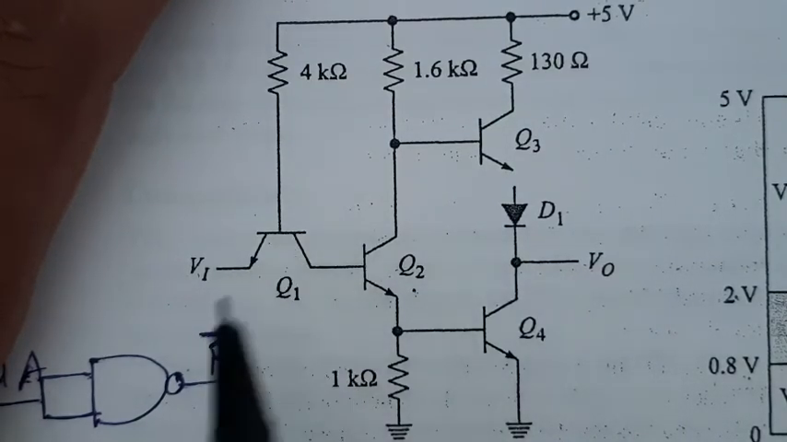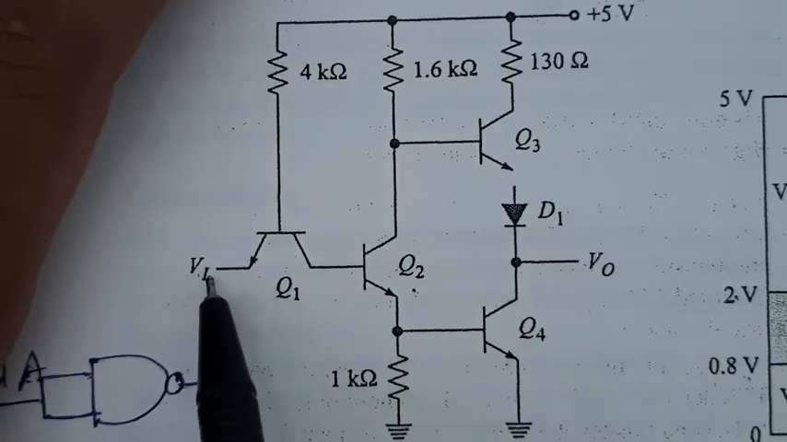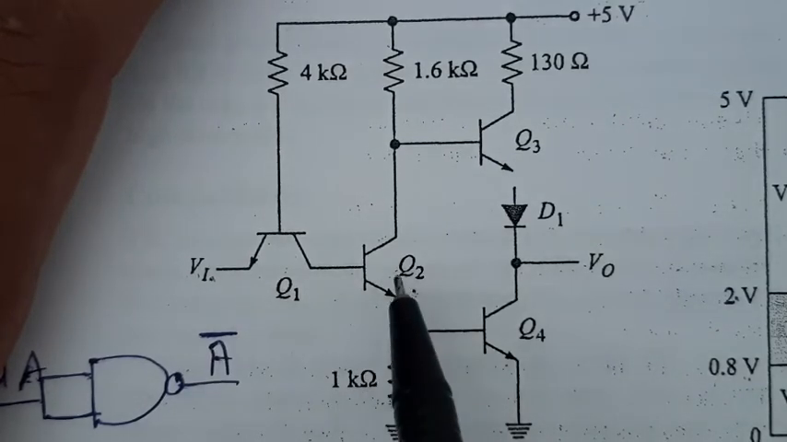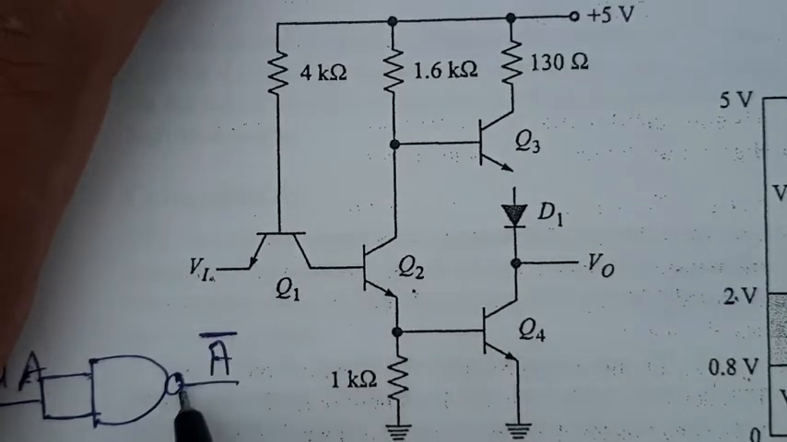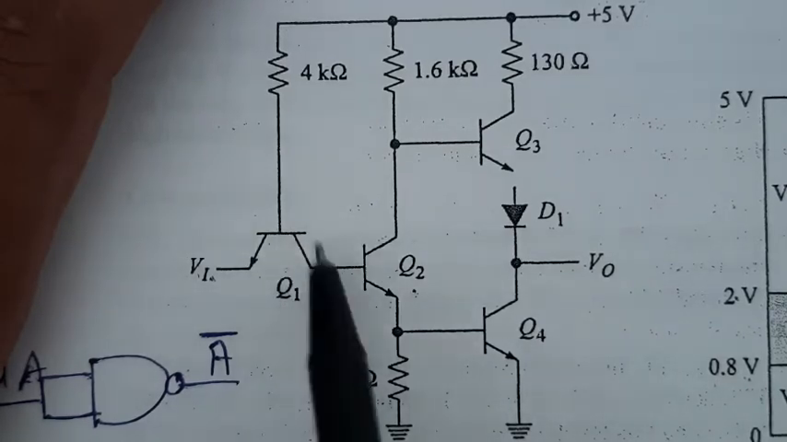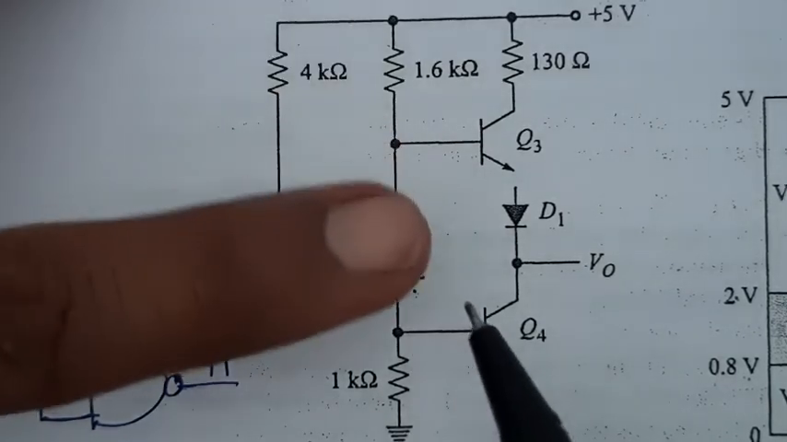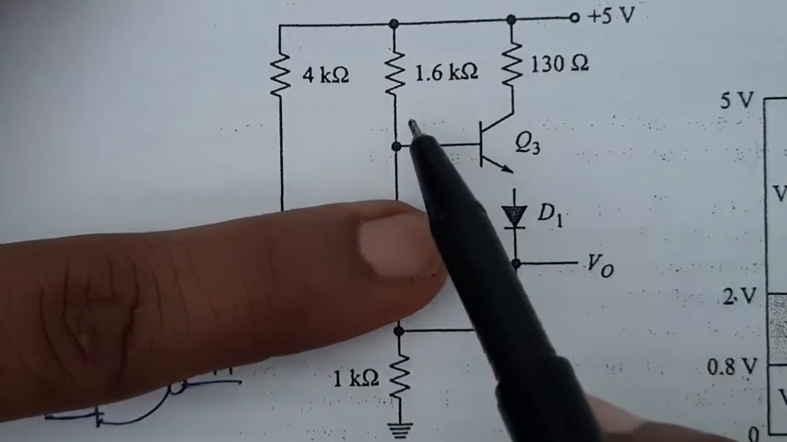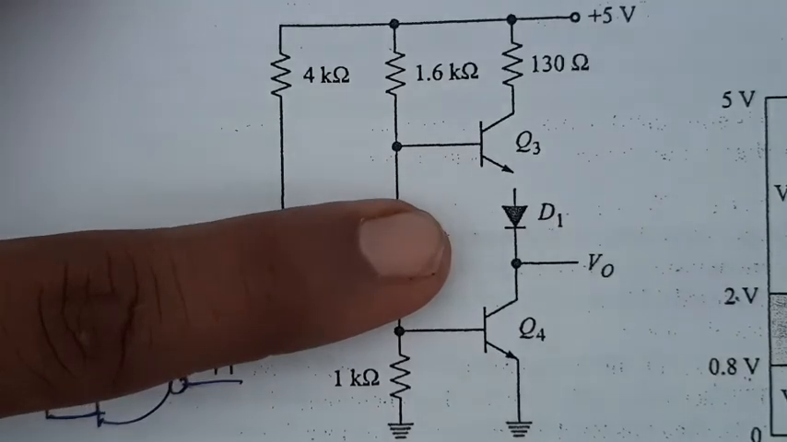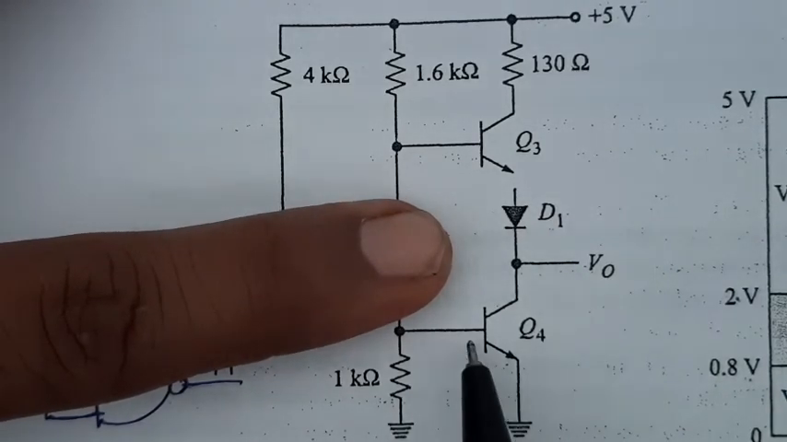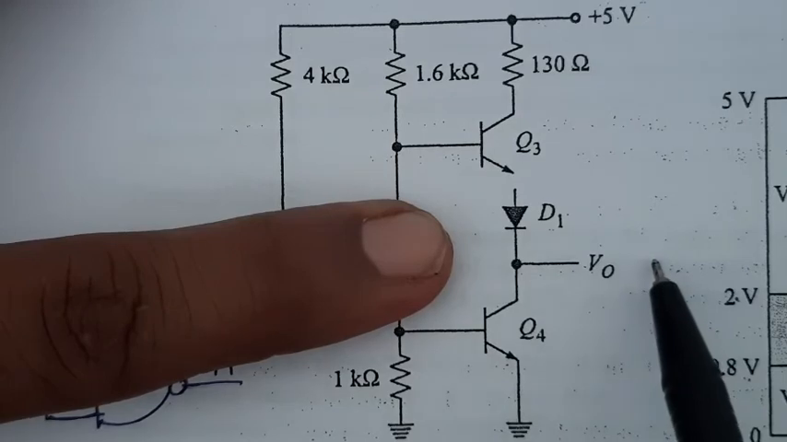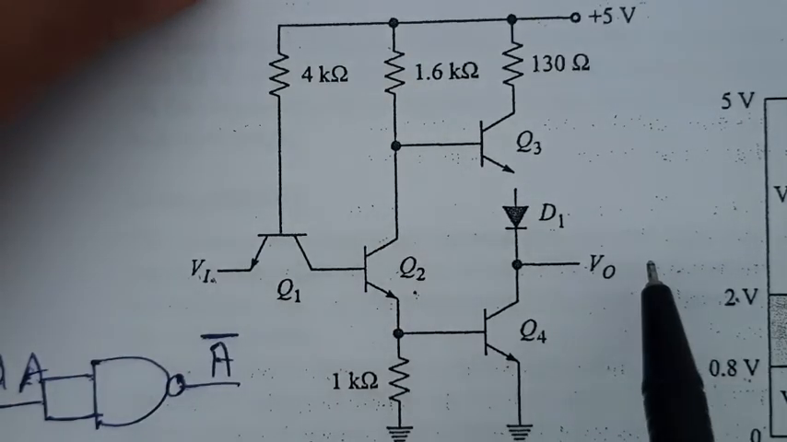In case of the inverter, suppose the input is 0, say for example low, then the base current will flow towards the ground. The base of transistor Q2 will be pulled down as Q1 is on. Therefore Q2 will be off. As a result, the current through the resistance of 1.6 kilo ohm will flow towards the base of transistor Q3 to make it on. The base of transistor Q4 will be pulled down to make Q4 off, and as a result the output will be high. Okay, that means for a low input, the output is high.